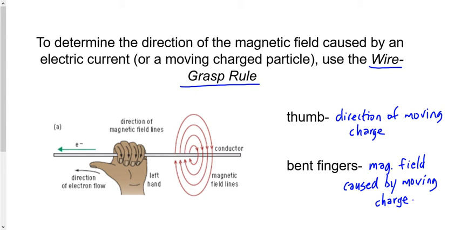You can see in the diagram exactly what we just did, right? Thumb in the direction of the moving charge. You can see here it's to the left, and then I'm going to bend my fingers around. It looks like my fingers are going in a loop like this.